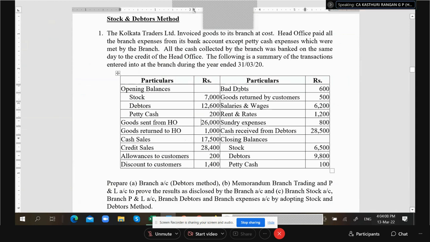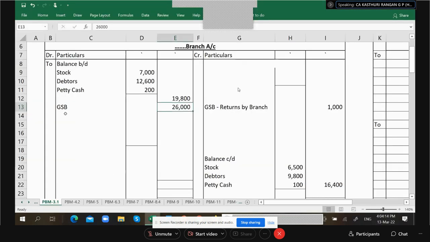Then expenses, salaries and wages, rent, all these are directly paid by the head office. So expense of branch paid by head office. What is the entry? Branch account debit to cash or bank. Salary, wages, rent, sundry expense: 6,200, 1,200, 800. That is the total expenditure of the branch paid by the head office.